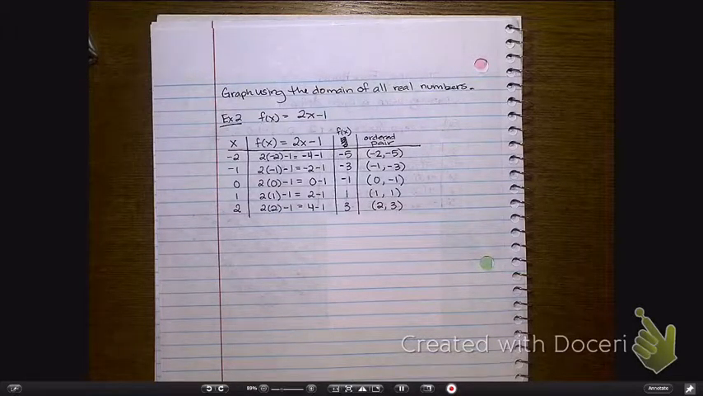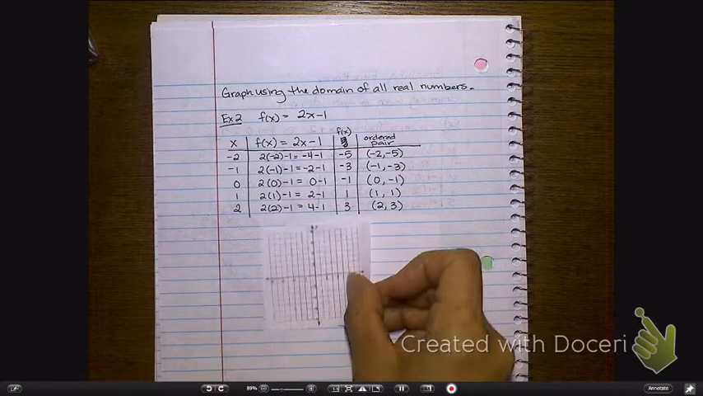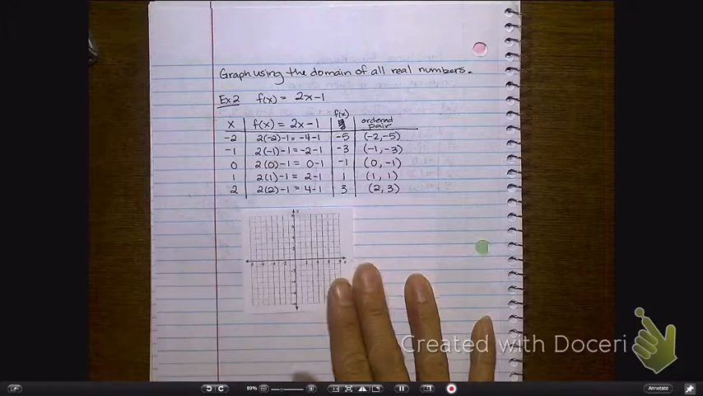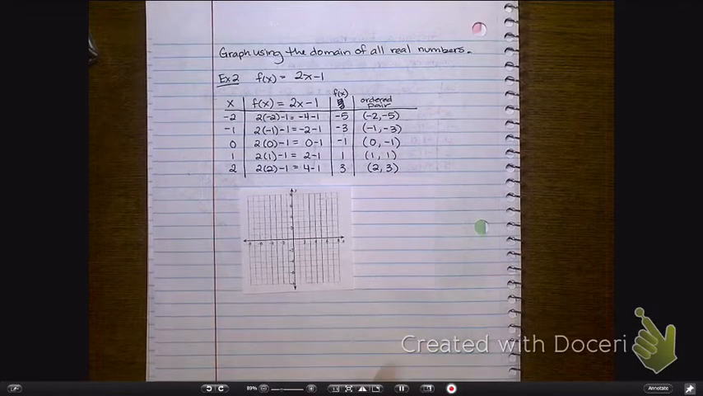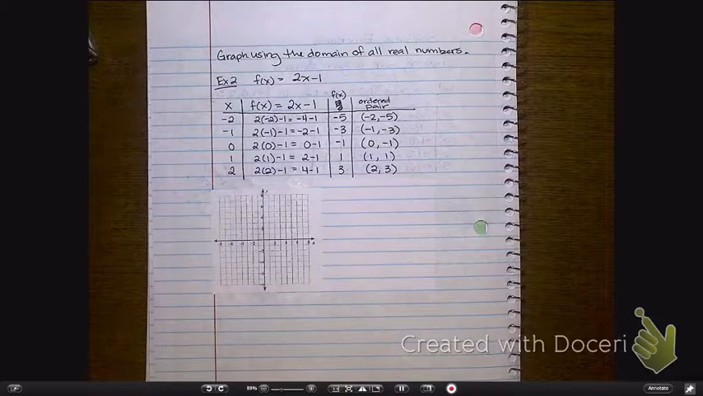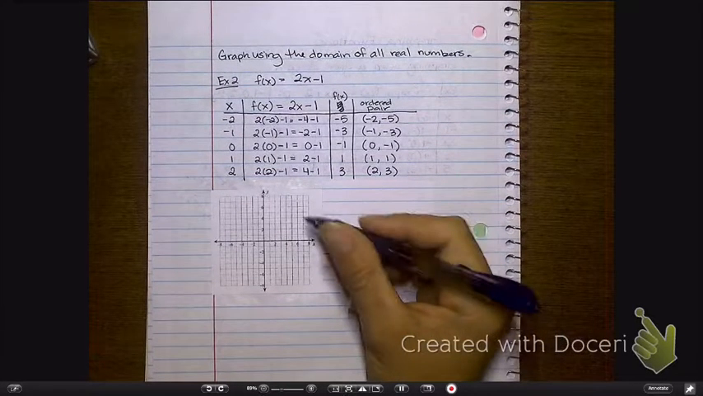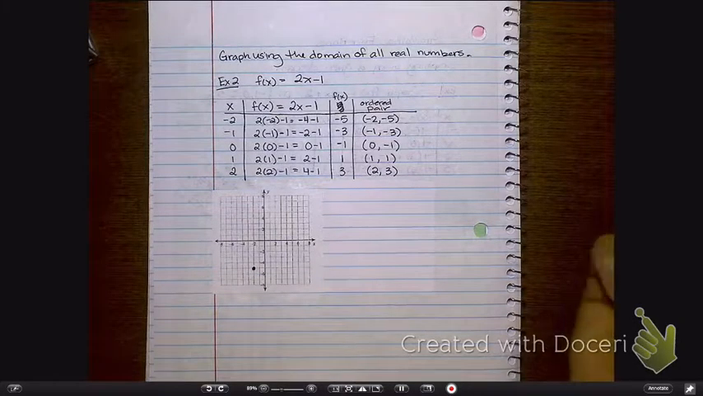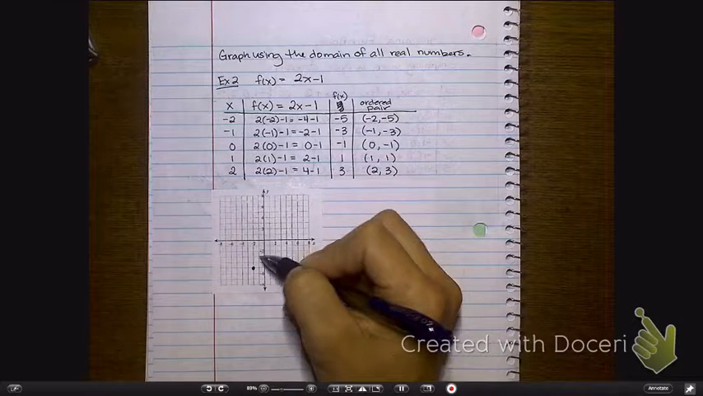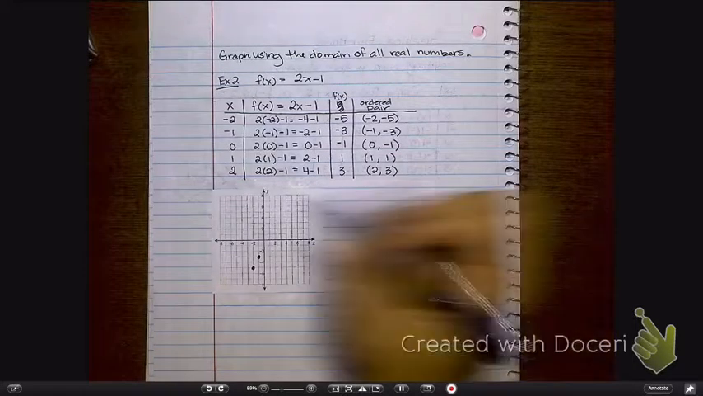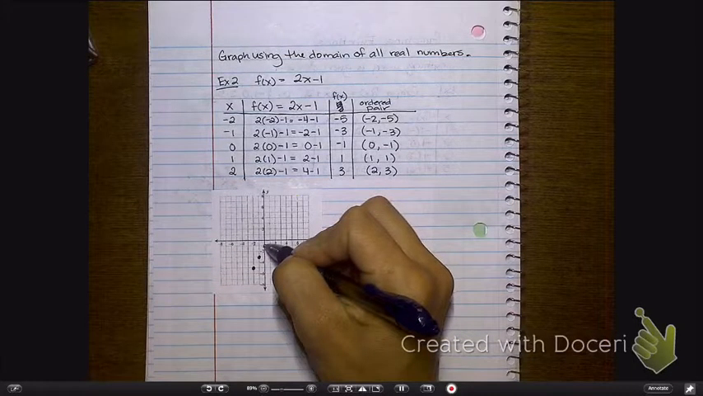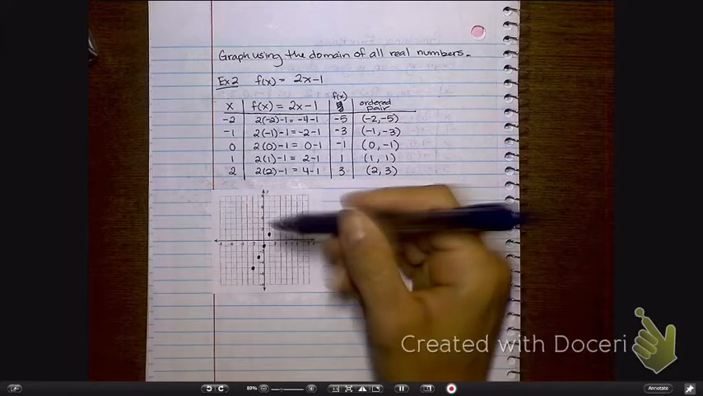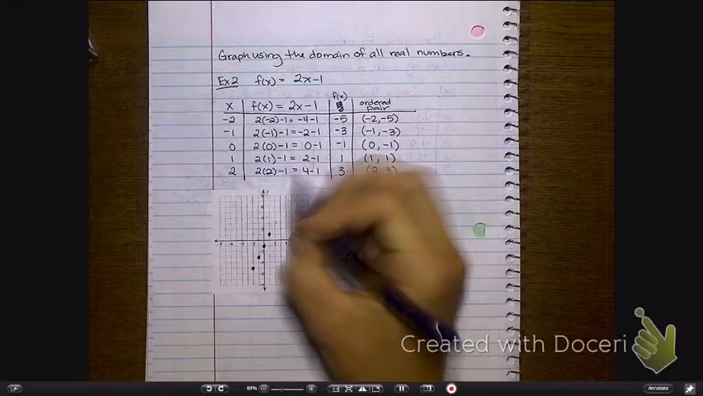Okay, so now I'm going to have you guys take another one of your graphs, cut it out, and we're going to glue it on and graph those points. All right, so let's go ahead and graph each ordered pair. So negative 2, negative 5, it's down there. Okay, negative 1, negative 3. Okay, 0, negative 1. And 1, 1, which is over 1, up 1. And then 2, 3, so over 2, up 3.